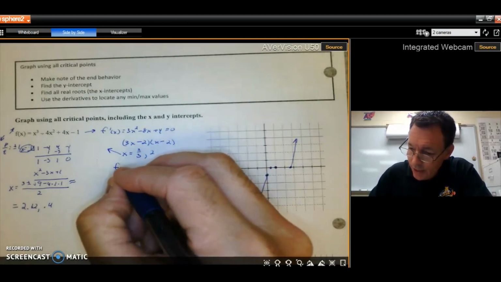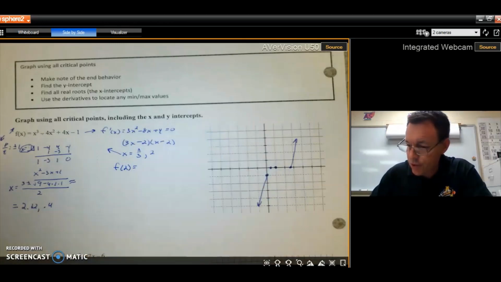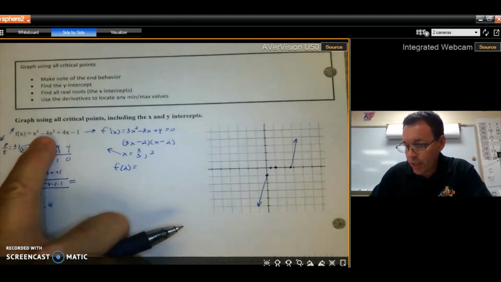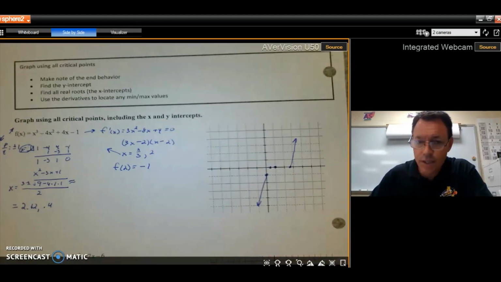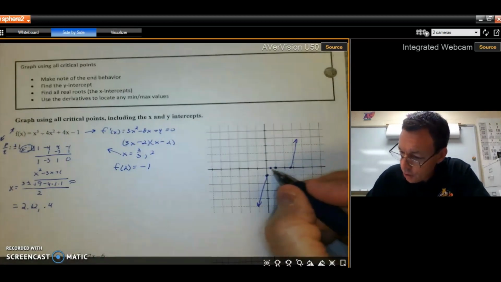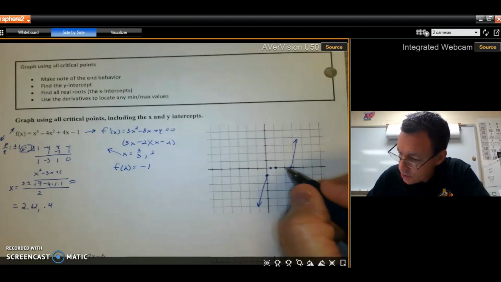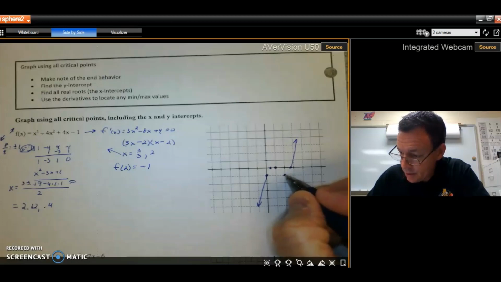So we're going to find f of, let's do the easy one first, f of 2. So we're going to put a 2 into that function. So put it right in your calculator. 2 cubed minus 4 times 2 squared plus 4 times 2 minus 1. Okay, you can put that all in your calculator. You're going to get -1 as an answer. So our graph goes through 2, -1, and that is a minimum, obviously.